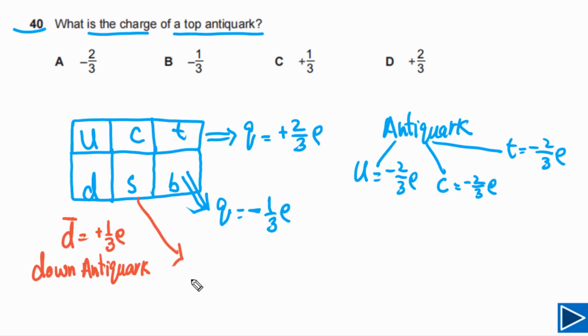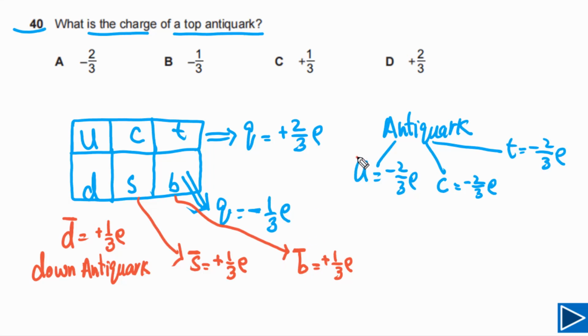Now if we talk about the strange anti-quark, we will use this bar at the top. This is telling us this is the strange anti-quark. And the charge on this one will be equal to plus 1 over 3e. Now if we talk about the bottom anti-quark, we will use the symbol for the bottom quark and we will use this bar at the top. So this means this is the bottom anti-quark. And the charge on this one will be equal to 1 over 3e. Simply you can see the opposite charge.